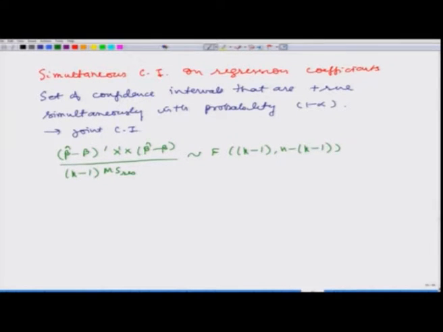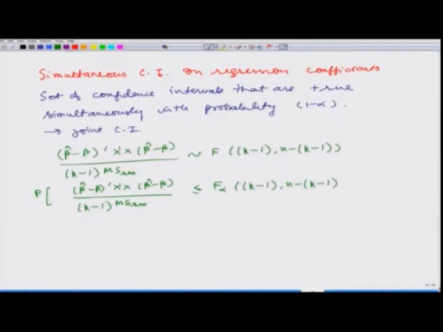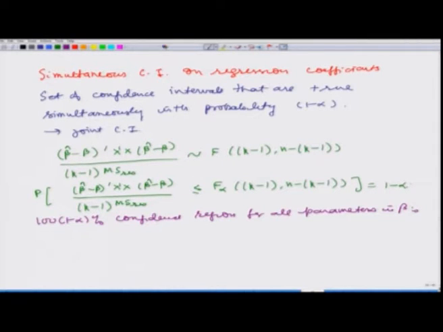Right. Okay. So, now I can write down that we would like to find out the value of beta in such a way that (beta hat minus beta) transpose X'X (beta hat minus beta) over k times MS res is less than or equal to F alpha, k and n minus k minus 1 degrees of freedom, and the probability of such an event is 1 minus alpha. So, now the 100(1 minus alpha)% confidence region for all parameters in beta is the region which is given by this inequality.